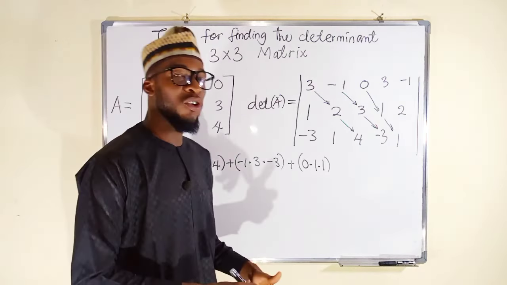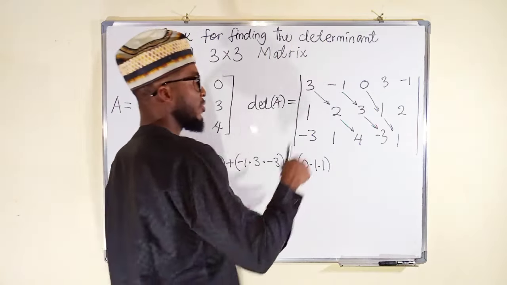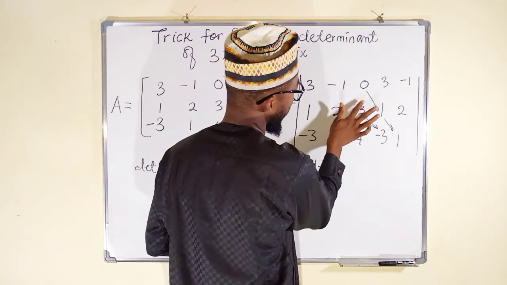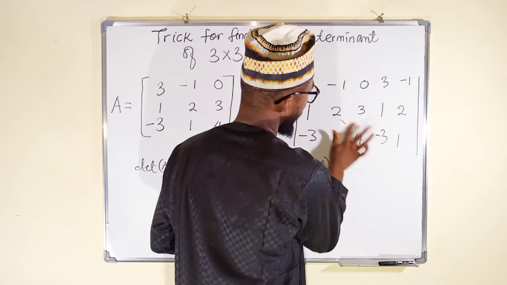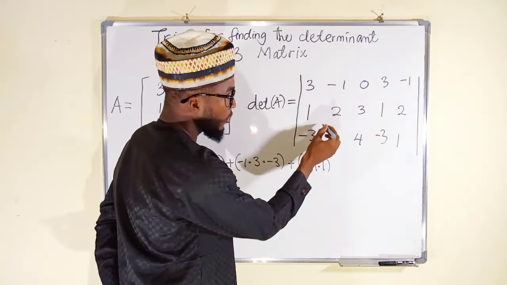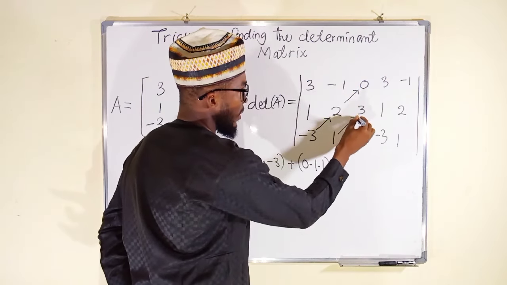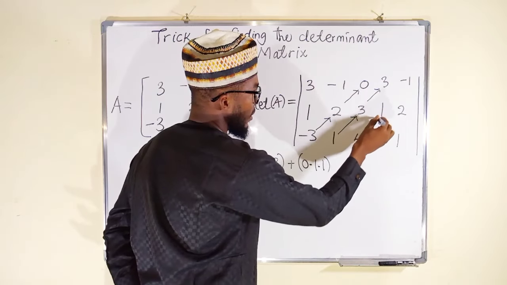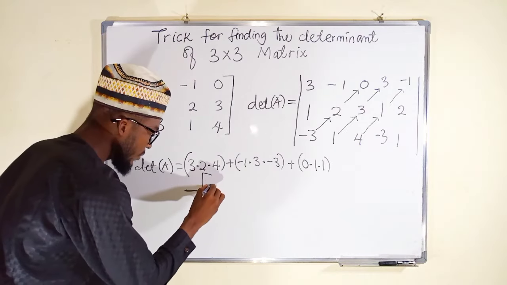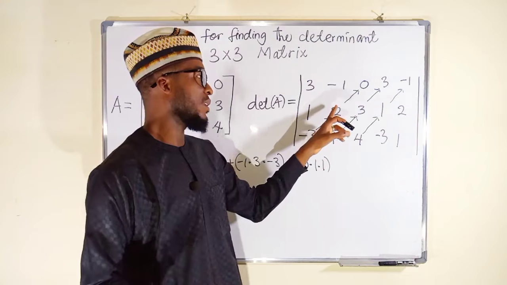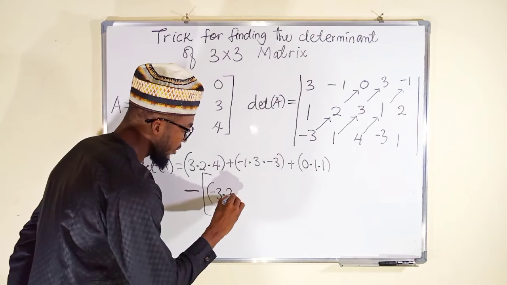We are going to take the summation of the product of diagonal elements from the bottom left to the top. From the bottom, we go up like this. Finally, we have this. We are going to subtract this. So let's start with this one, negative 3 times 2 times 0.